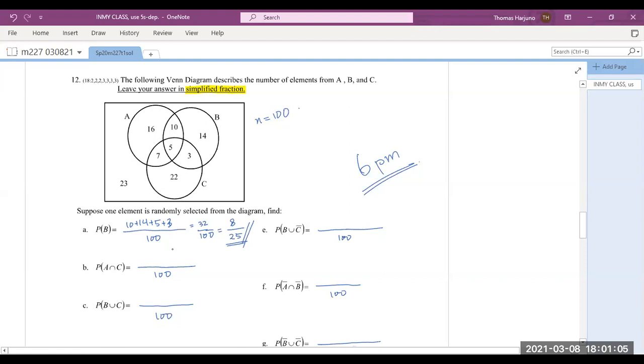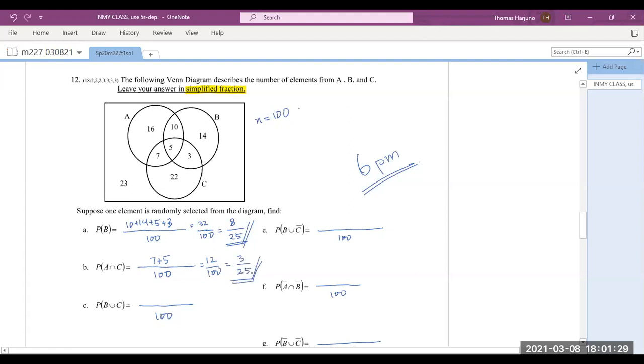Number B, what is the probability of A intersection C? How many elements in A and C at the same time? 7 plus 5. 7 plus 5, that's right. So that will be 12 over 100 reduced by 4, that will be 3 over 25.